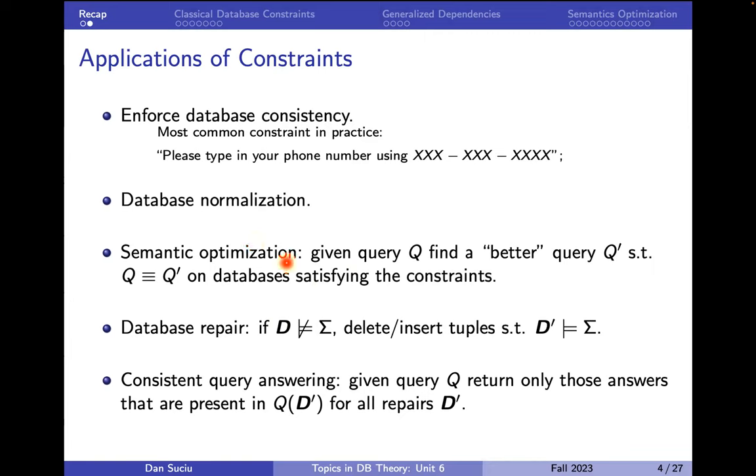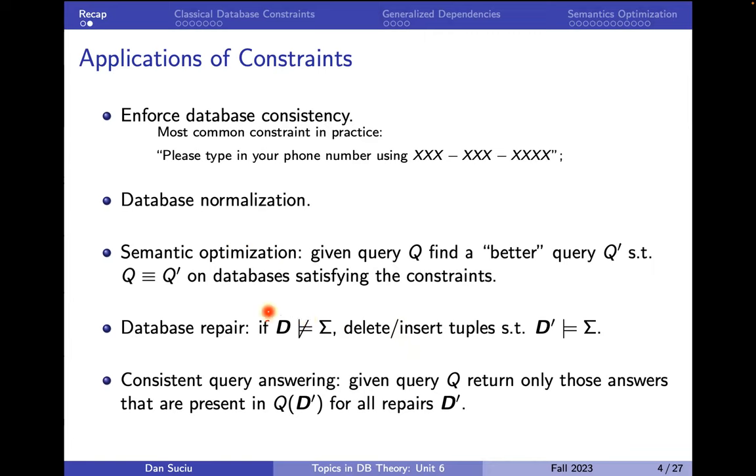Semantic optimization goes like this. Given a query Q that we want to execute, and before we execute, we want to optimize it, find an optimized query Q prime that is not necessarily always equivalent to Q, but that is equivalent to Q over the databases that satisfy the constraint. So we want to use a constraint to improve the query optimizer. That I find is very cool. And it's something that you don't see in programming languages or in compilers.